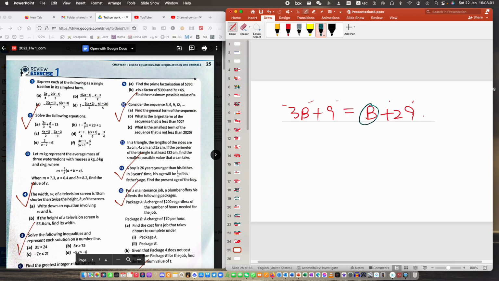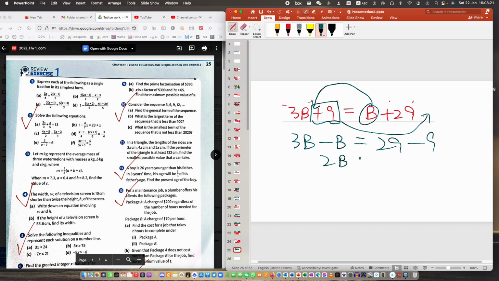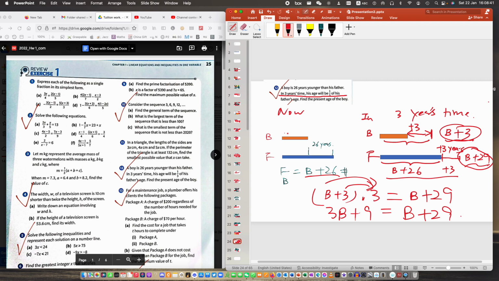B. Okay, you want to move the B over? Make sure you point to the right, behind or in front? Behind. Yeah. So when you move things over, plus becomes minus. So that means you are trying to give this to this side. So 29 minus 9. So it's 2B equals 20. So B equals 10. Alright? So the present age of the boy, B equals 10.